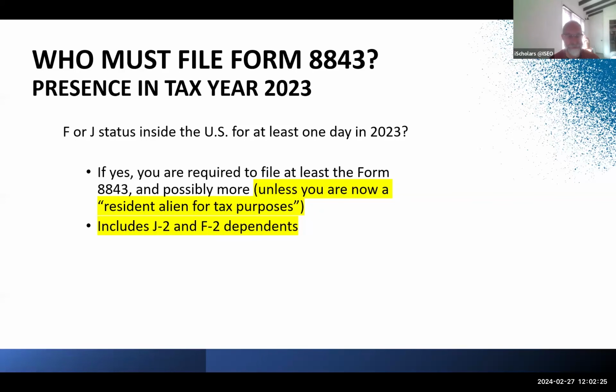So this Form 8843 is only for non-resident aliens who are present at least one day in the calendar year of 2023. This also includes any F2 or J2 dependents that you may have. So they also do need to complete this form, or if you have children under the age of 13 or 14, you can fill out the Form 8843 for them. And you can submit all of your forms together in one envelope to the IRS.